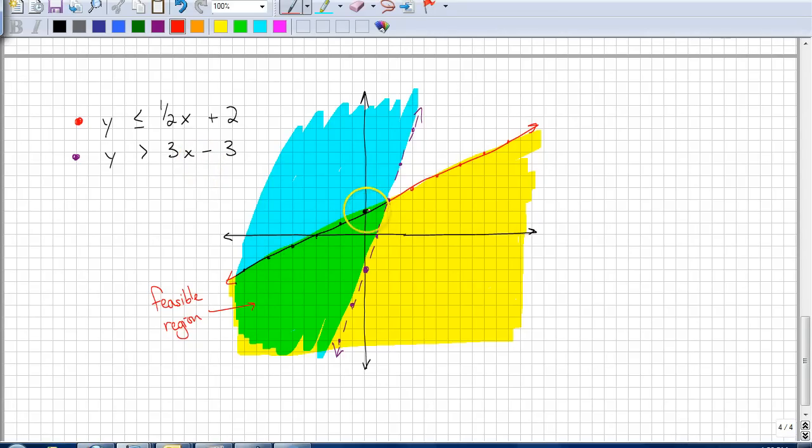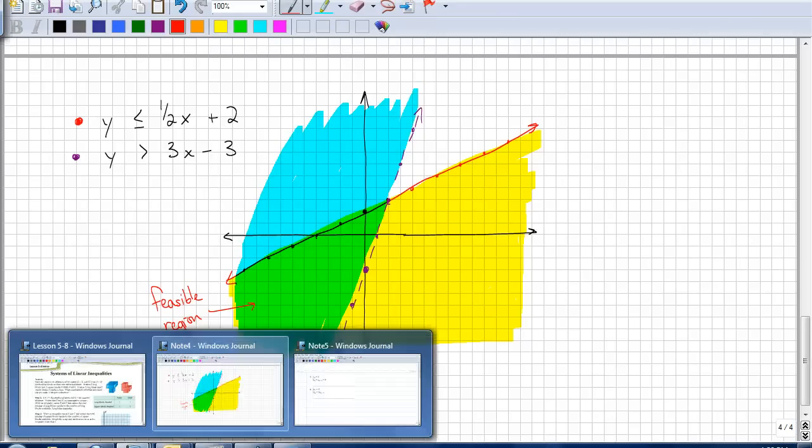Pick anything above this red line, and it would not work in that first inequality, but it would work in the second one. Pick anything down here in the yellow shaded area, and it would work in the first equation, but not in the second equation. Pick anything in the green area, and it's going to work in both inequalities. Okay, so that's kind of the big picture of what we're going to talk about today.